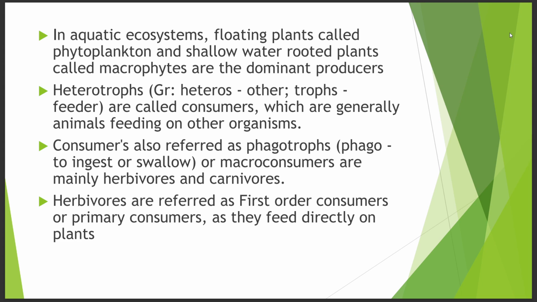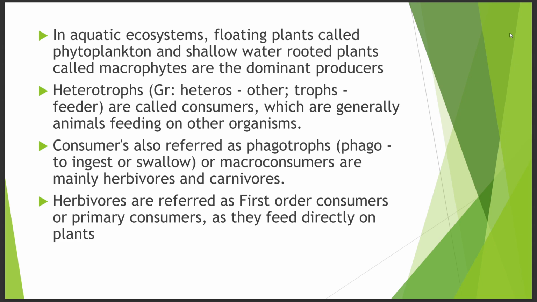Then heterotroph. Heteros means others, trophs means feeders. So the animals which feed on others. They are also called consumers. Okay, and also phagotroph. These two are the other names for heterotroph. Phagotroph is because phago means to ingest or swallow.